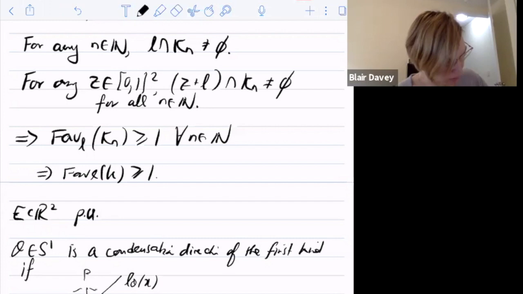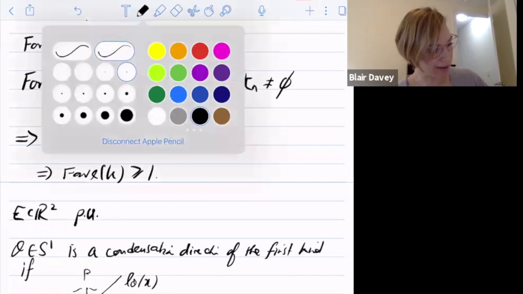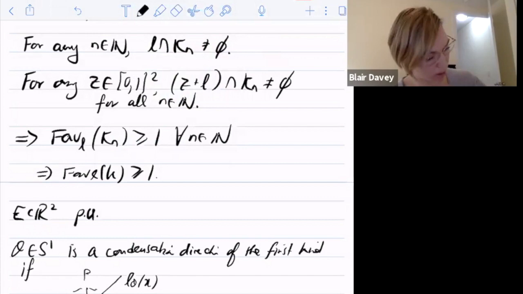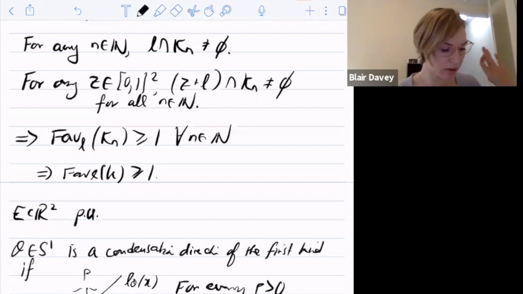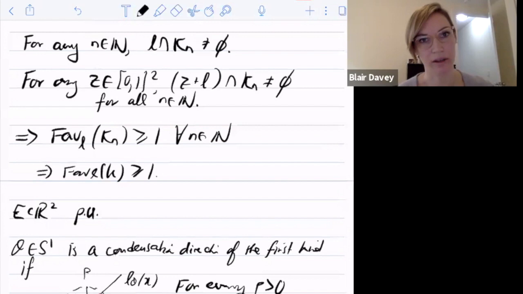And when I look at what's happening along this line, we have infinitely many points along the line, no matter how small that rho is chosen to be. So for every rho positive, when I look at L theta of x intersected with the ball, and I count the number in here, it is infinite. So infinitely many points along the line, we call that direction, or that angle, a condensation direction of the first kind.